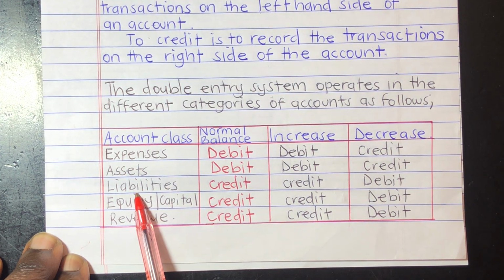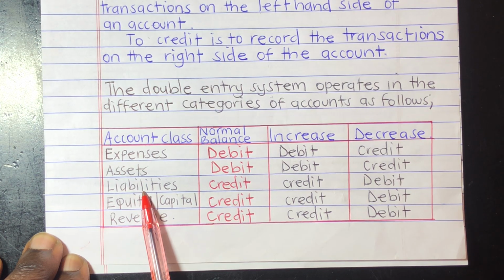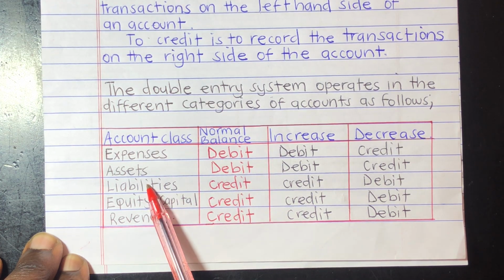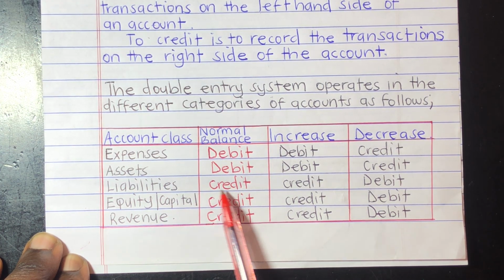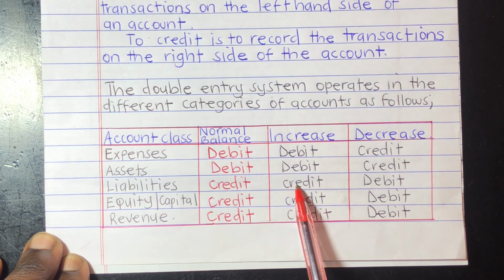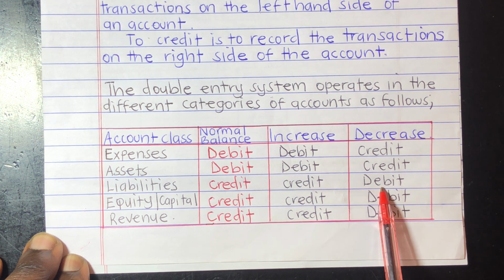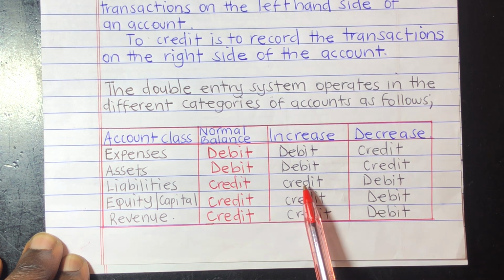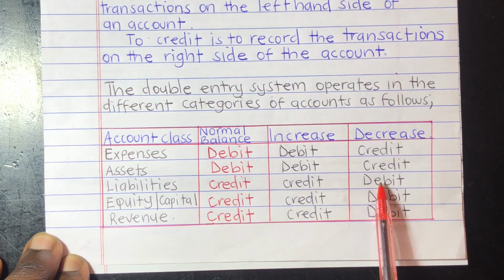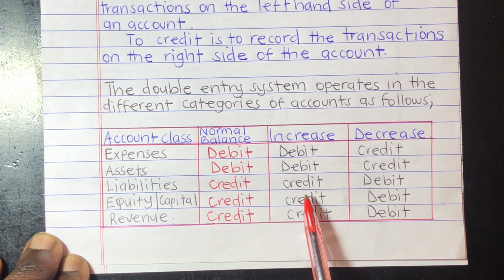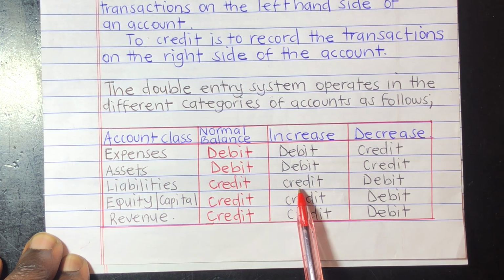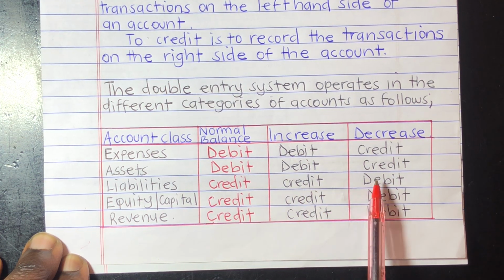Then a liability means a financial obligation or a debt payable by the business in a specified period of time. In the normal balance, a liability is credited. Now when the liability increases, it is credited again. But when the liability decreases, it is debited. I told you the meaning of debiting. If they say debit, meaning recording that amount of money on the debit side or on the left hand side of the account. And then crediting means recording a transaction on the right hand side of the account.